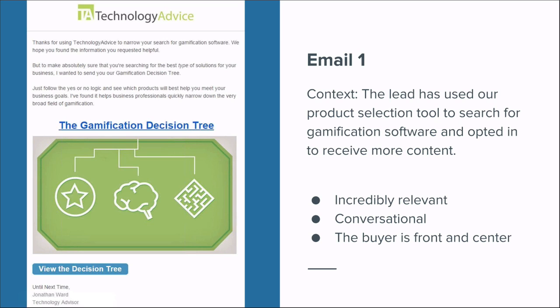This email goes to a blog post, which is essentially a decision tree. The graphic there illustrates that if you have this need, then choose this group of software. If you have this need, then choose this group of software. And this aligns with all our rules. It's incredibly relevant because it talks about products when we know someone is exactly in the product phase. It's conversational. If someone came and asked me about gamification products, I would say, okay, use this decision tree to find out what you need. Both those things put the buyer front and center.